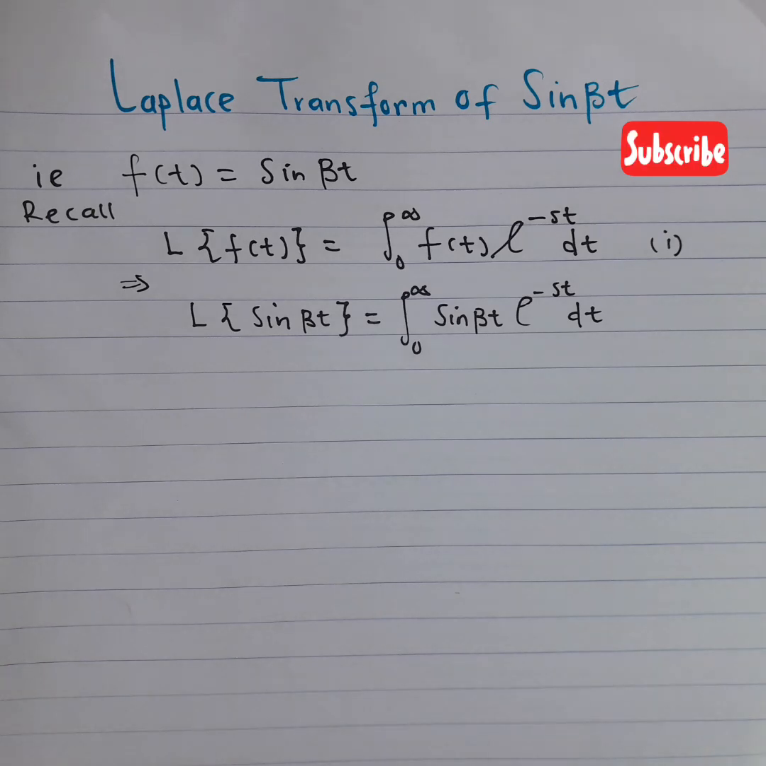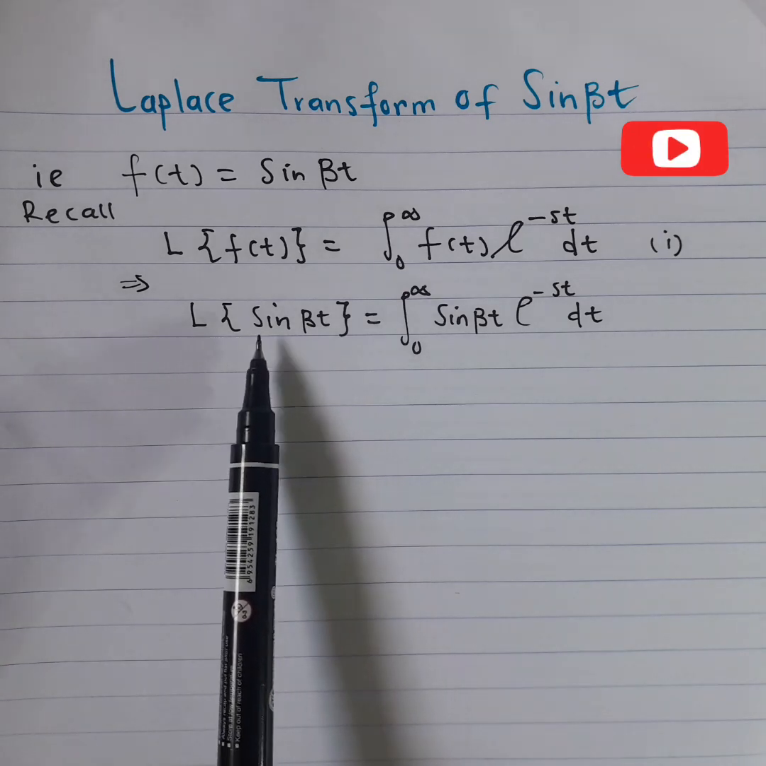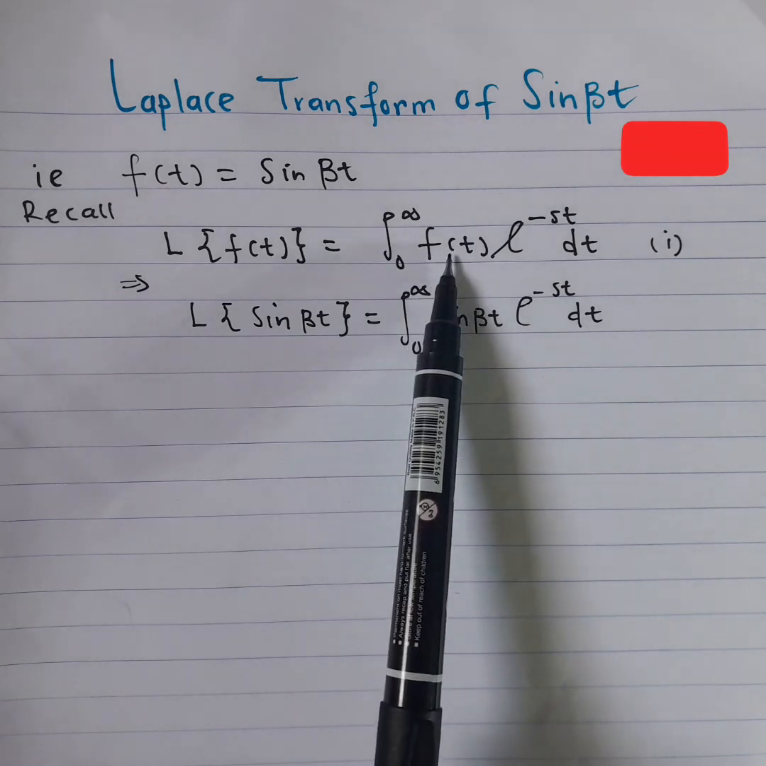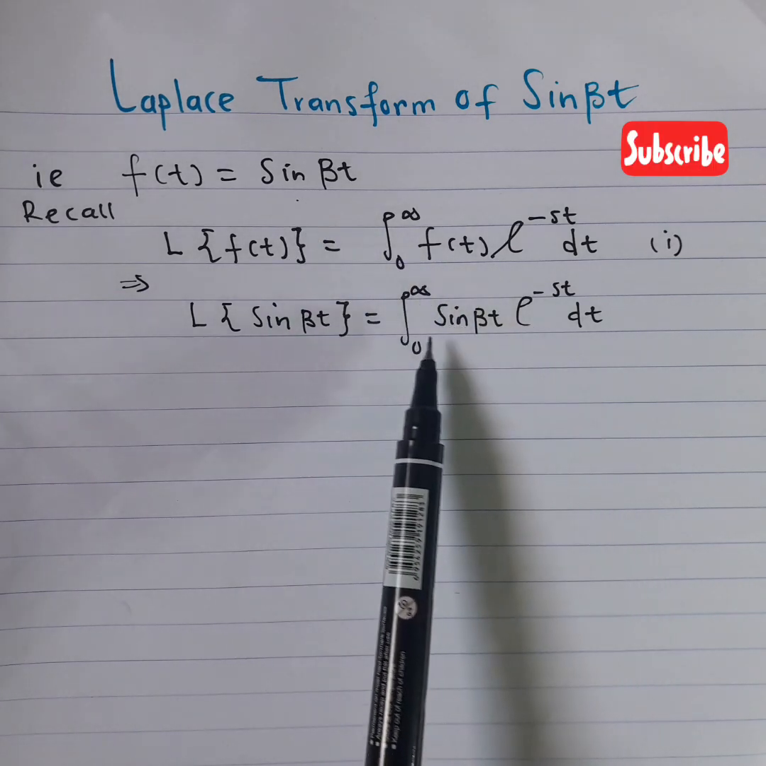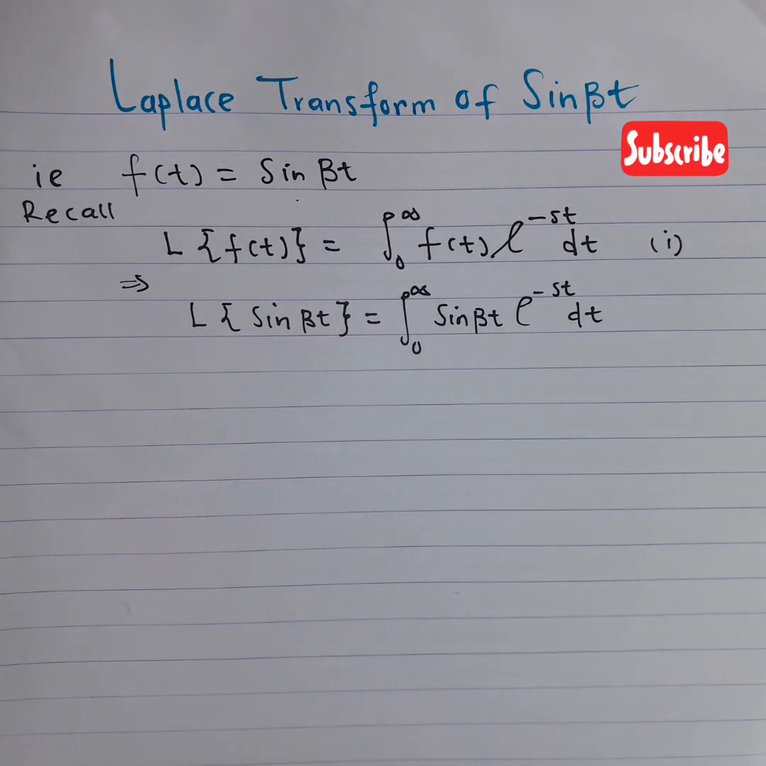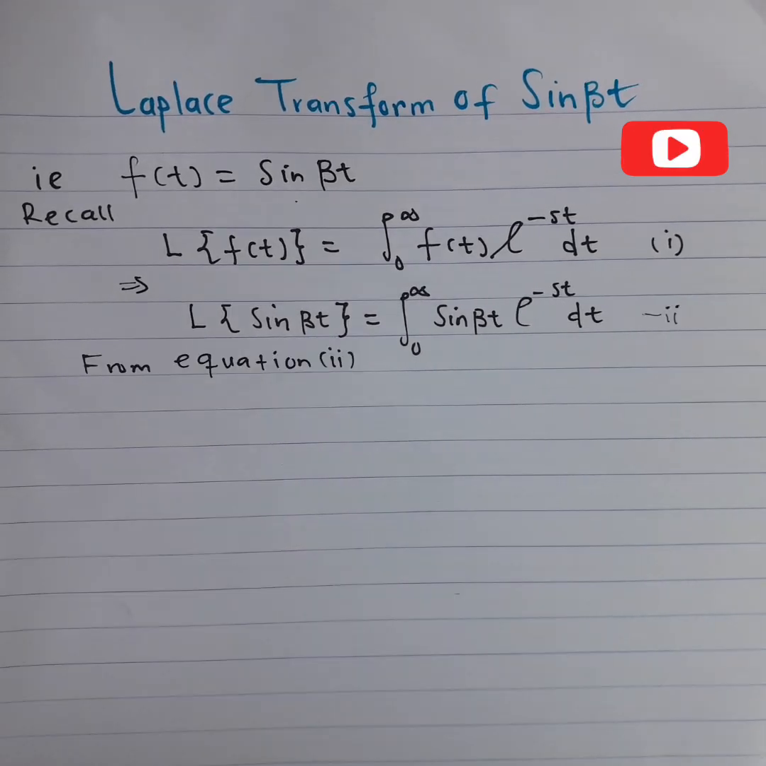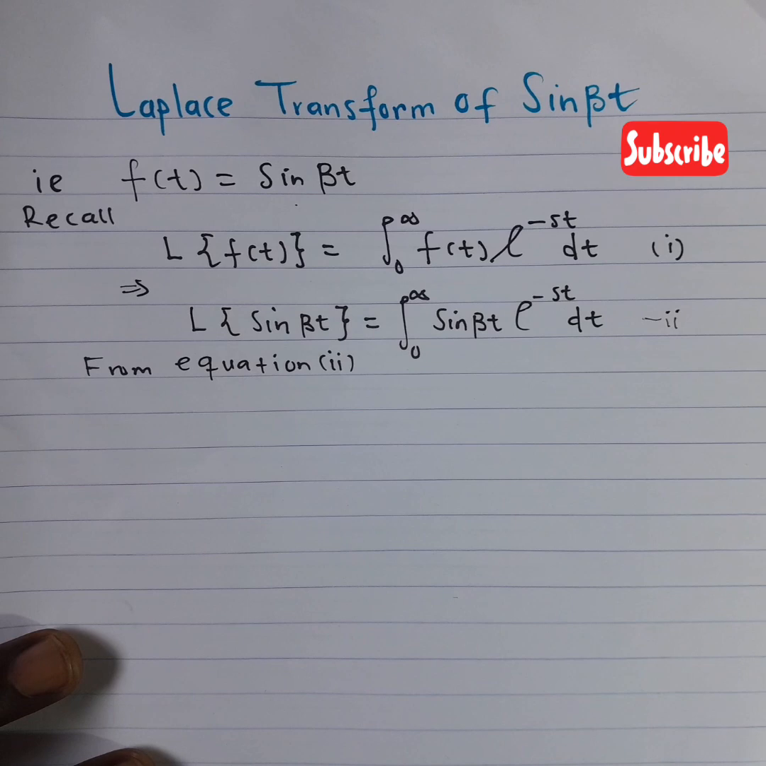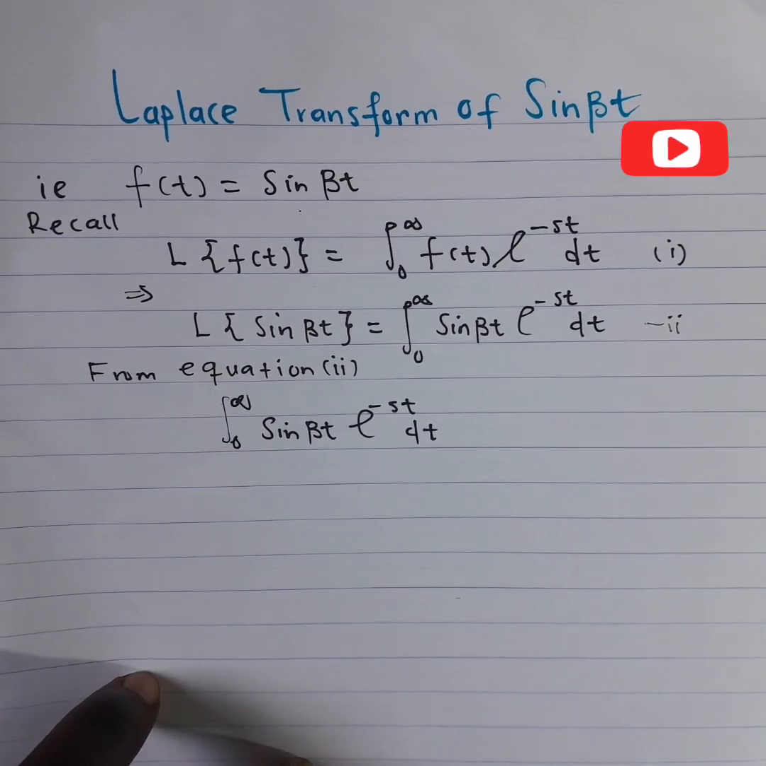So what we are going to have is the Laplace transform of sine beta t equals, when you substitute beta t here, the integral from 0 to positive infinity of sine beta t exponential minus st dt. Now we can name this equation 2. When we recall equation 2, to solve this type of integration, we can say it is an integration by parts.